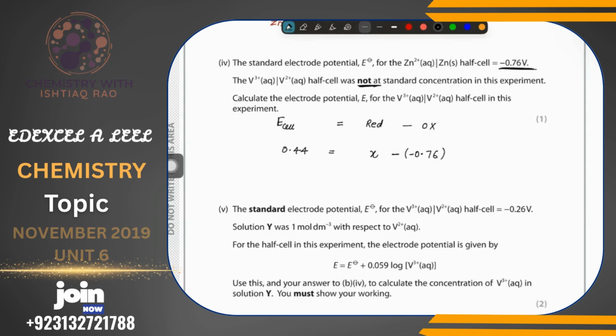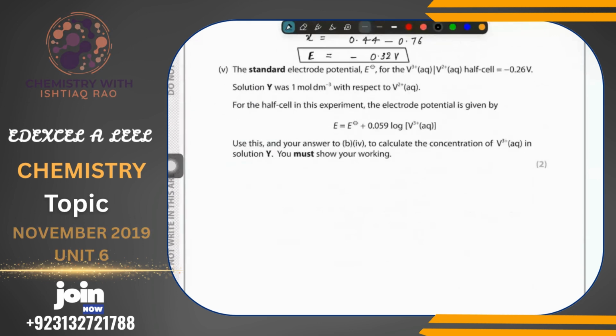So the answer is negative 0.32, right? Yes.